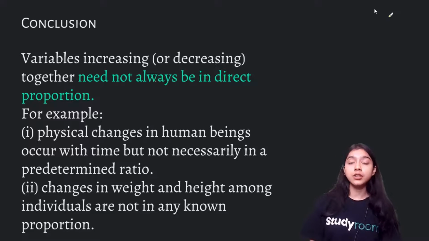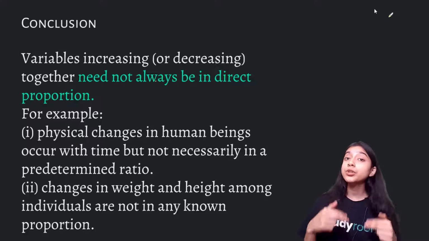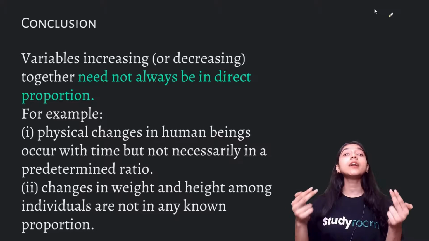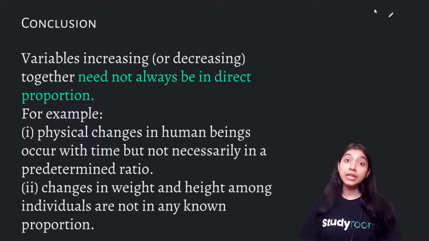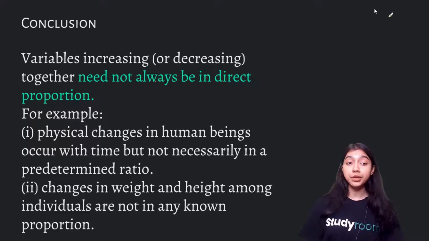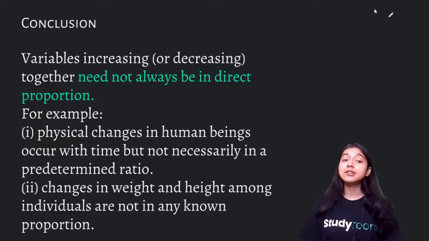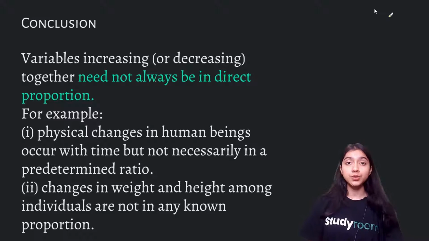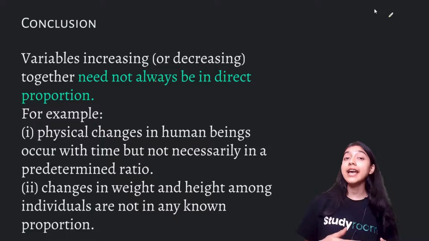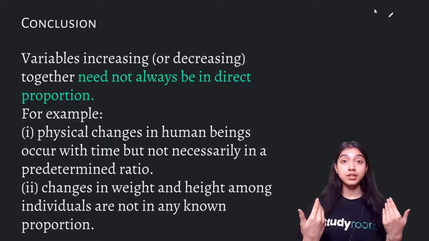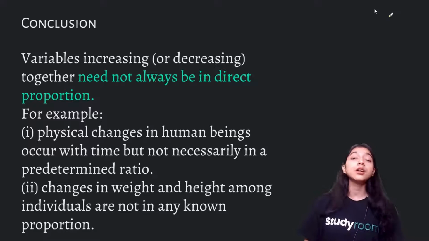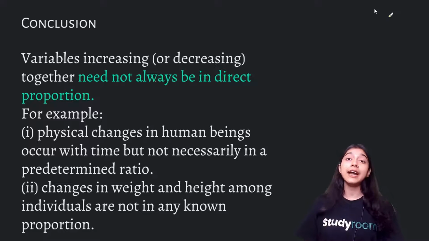So from here we can draw a conclusion that if we have two variables and both of the variables are either increasing together or decreasing together, then it is not necessary that they will always be in direct proportion. They may be in direct proportion or they may not be. For example, physical change in human beings occurs with time, but not necessarily in a predetermined ratio. Let us consider height or weight of an individual. As we grow up with time, our height and weight increase. So time is increasing, our age is increasing, and height and weight are also increasing. But this increase is not in a predetermined ratio.